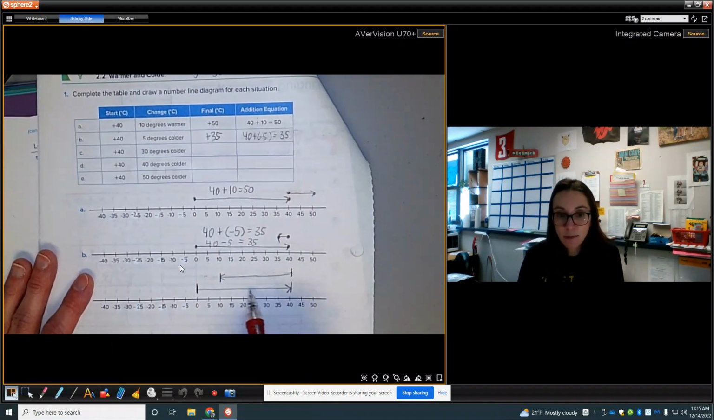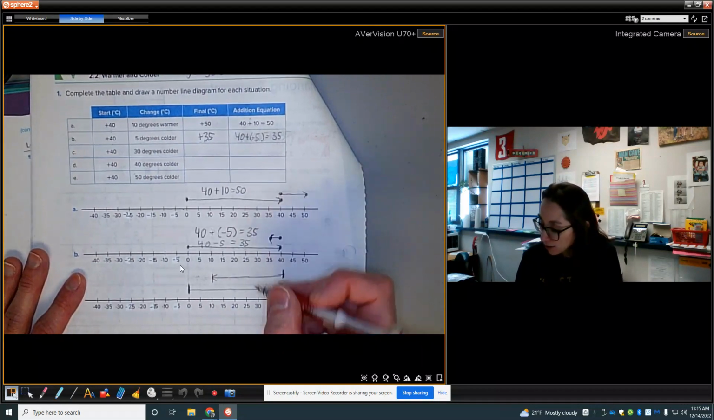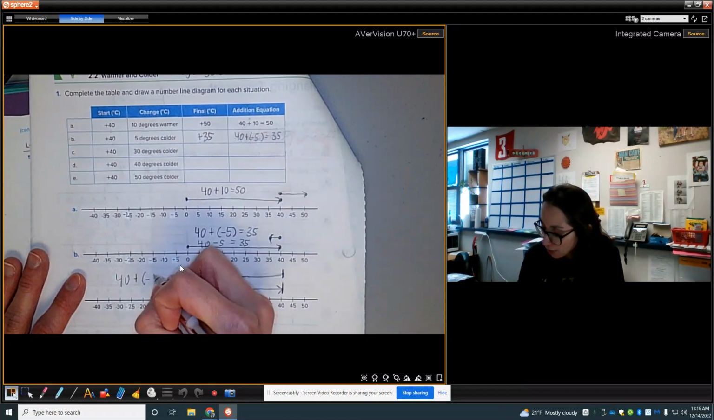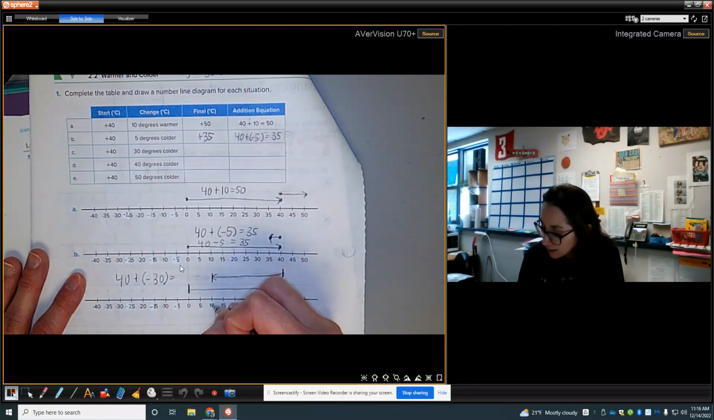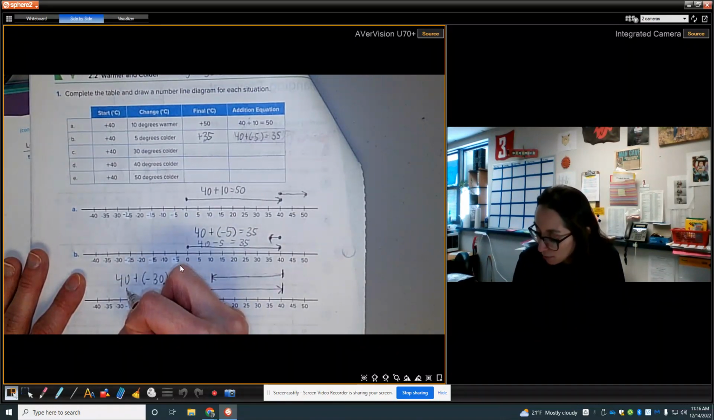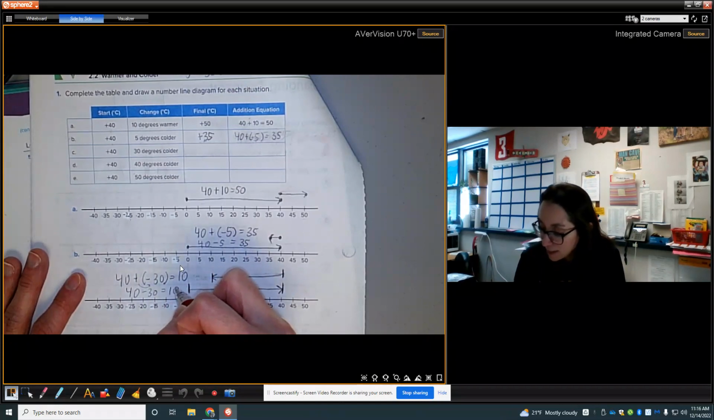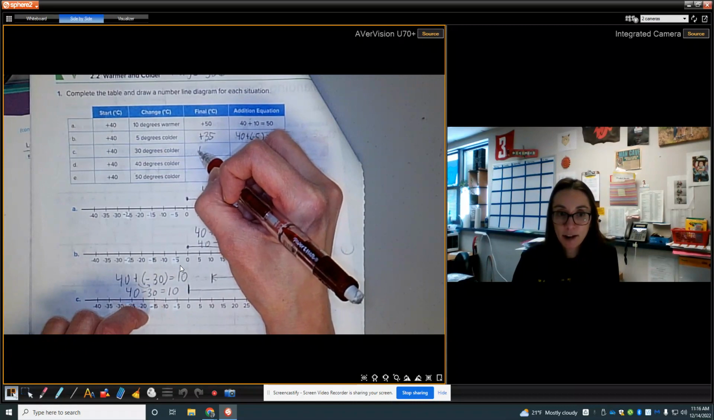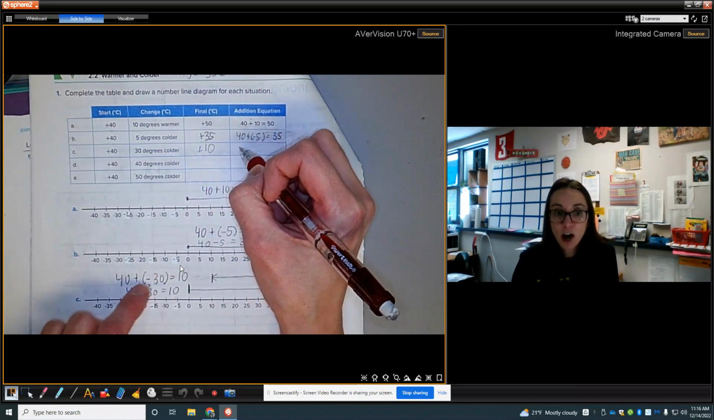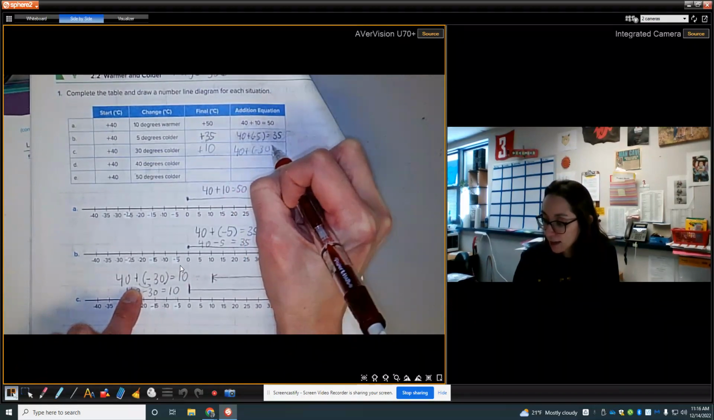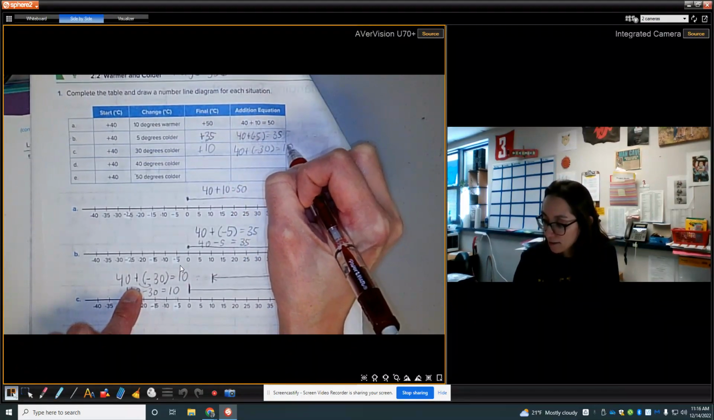And our equation that represents this situation would look like this: 40 plus negative 30, and that gives us a sum of 10. Another way to represent this exact same equation would be 40 minus 30, and that gives you the same sum of 10. So I need to fill out the information right here. My final temperature was positive 10 degrees. Our addition equation is this right here, and that gives us 10.